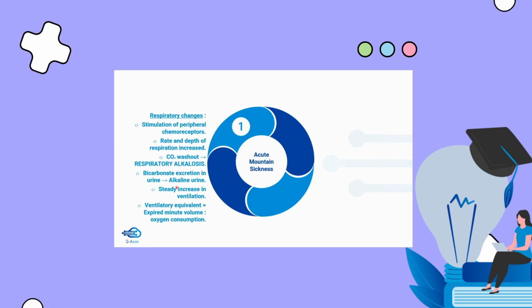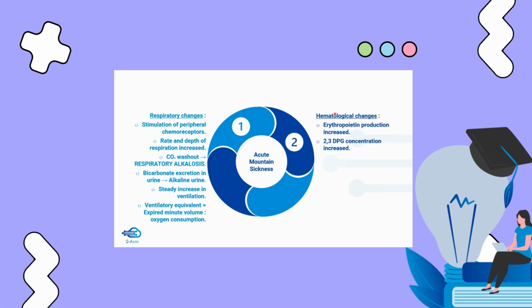Now, the efficiency of ventilation is measured by something known as ventilatory equivalent, which is nothing but expired minute volume divided by oxygen consumption. So, it is a ratio of expired minute volume with oxygen consumption. So, these are the basic respiratory changes which occur in acute mountain sickness.